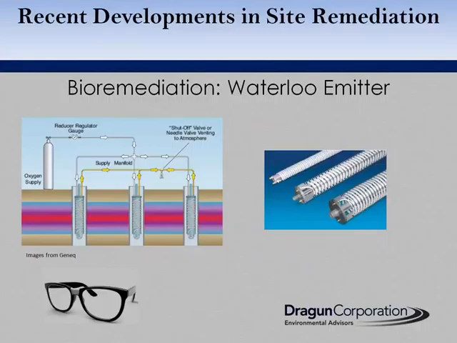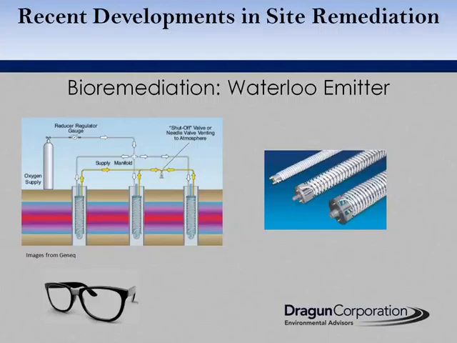So another option for enhanced bioremediation of dissolved phase plumes is employing oxygen emitters. Waterloo emitters is a popular brand of oxygen diffusers that is gaining some traction in the remediation industry. Now, emitters generally rely on diffusion to add dissolved oxygen to an aquifer.